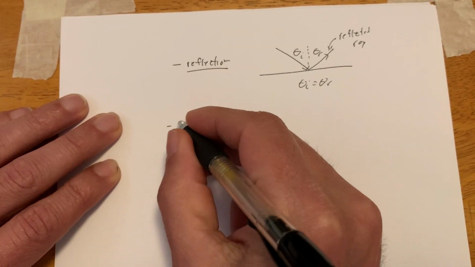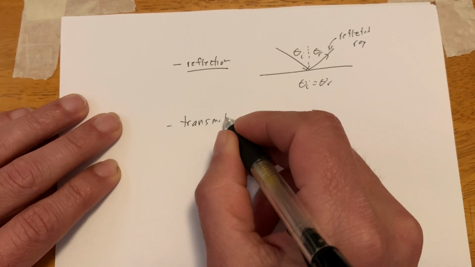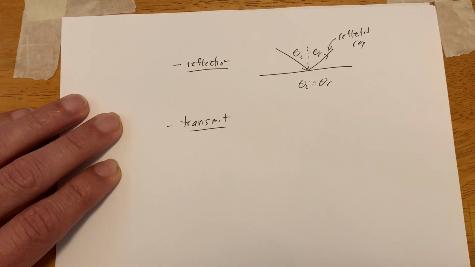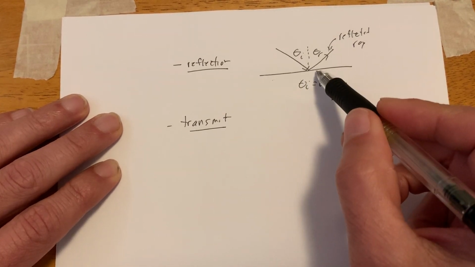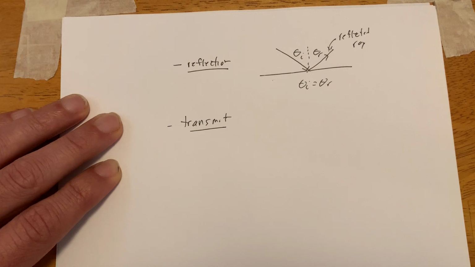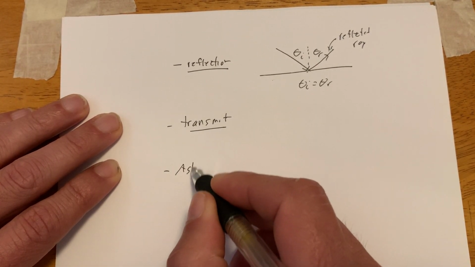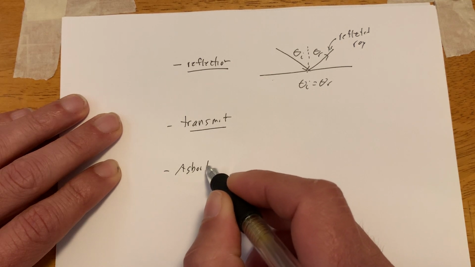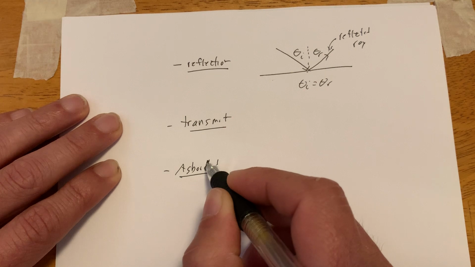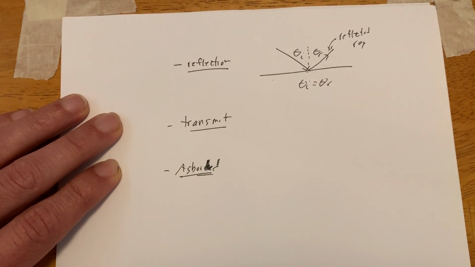What else happens? Well, we get some transmission. So some of the wave will transmit. Believe it or not, this wave that hits the surface, some of it does reflect, but some of it transmits through. So that's the second thing that happens. And we also get some absorption, so some of the wave gets absorbed in the medium.